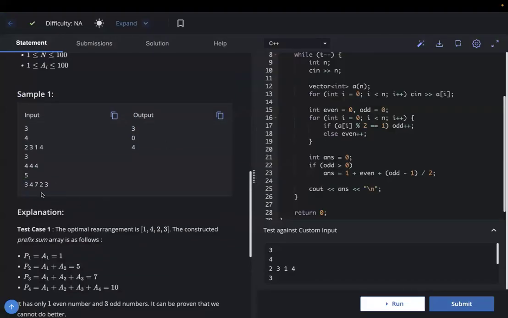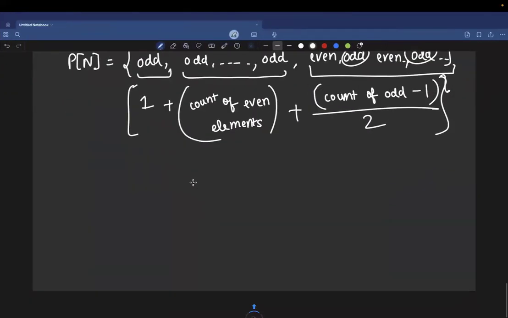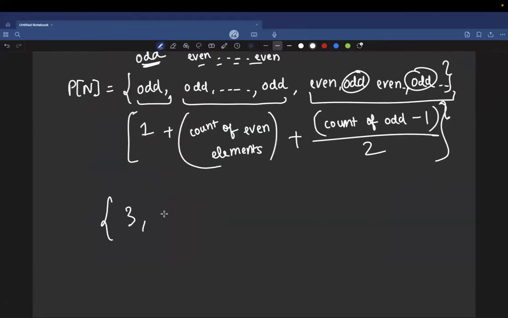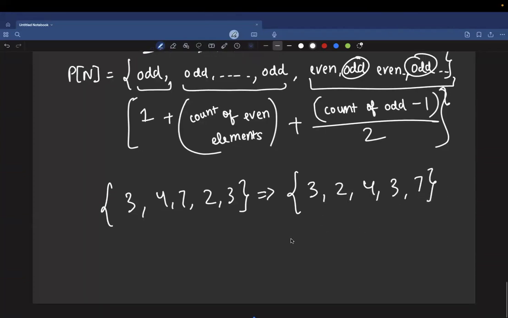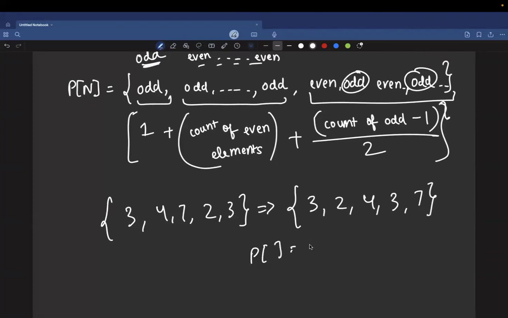Let's consider this as well. 3 4 7 2 3. So if you had the array as 3 4 7 2 3, then according to our logic, we will make it as one odd element first. So 3 coming up first, then all the even elements, that is 2 and 4, then all the remaining odd elements, so 3 and 7. So for this array, the prefix sum array will look like 3 5 9 12 19.